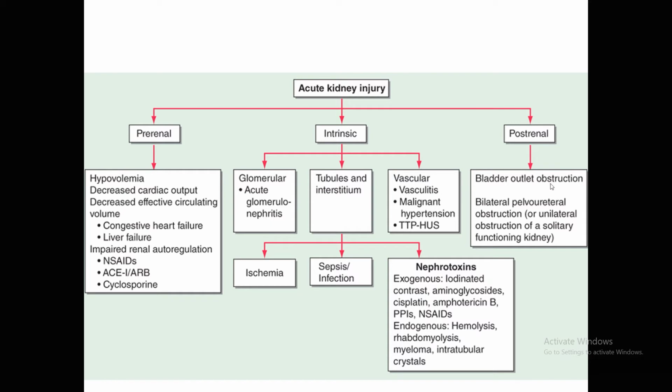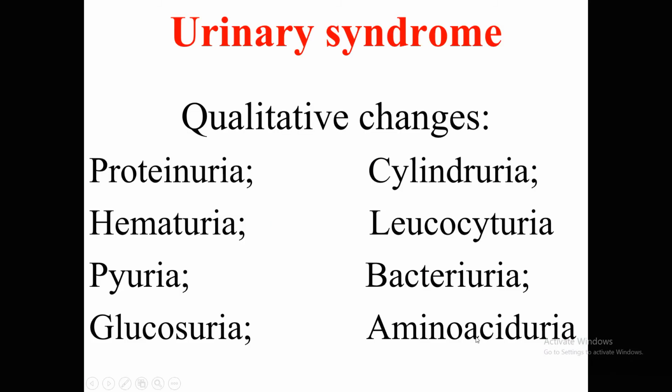Postrenal mechanisms include mainly obstructions, for example due to stone production, prostatic disease, eventually malignancy, tumor presence. The urine composition is important in diagnostics of the urinary disorders and kidney disorders in general. The urinary syndrome may present with qualitative changes such as proteinuria, hematuria, pyuria, glucosuria, cylindruria, leukocyturia, bacteriuria, and amino aciduria.